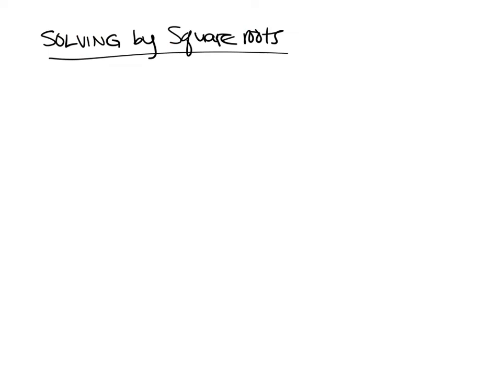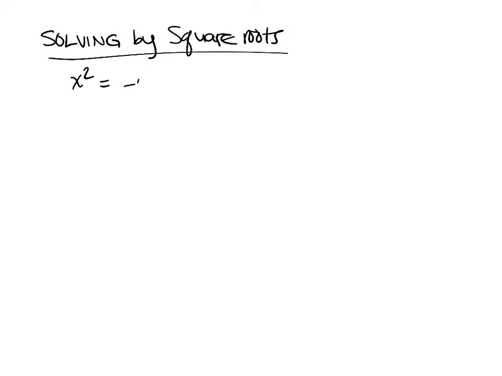So numbers 5 through 7 are going to be questions that ask you to solve using square roots. The type of questions that you're going to have are going to be similar to those of the study guide. So if we looked at the ones on the study guide, let's start with number 5.